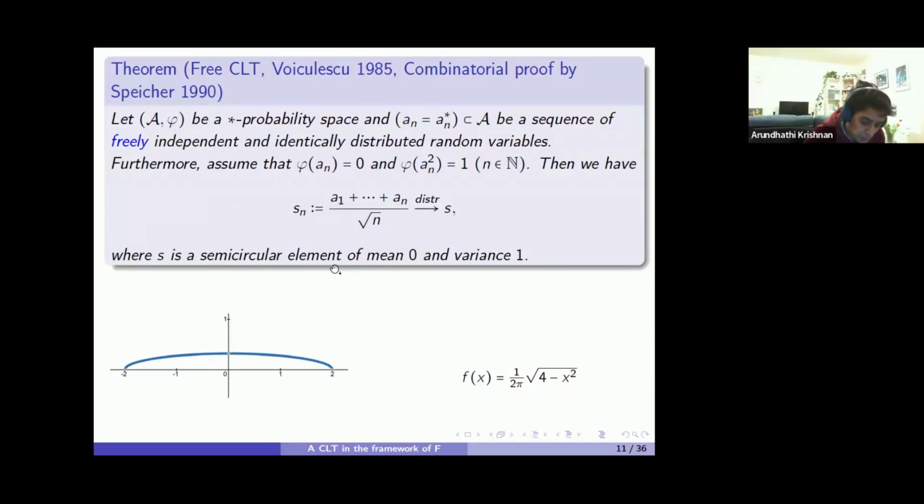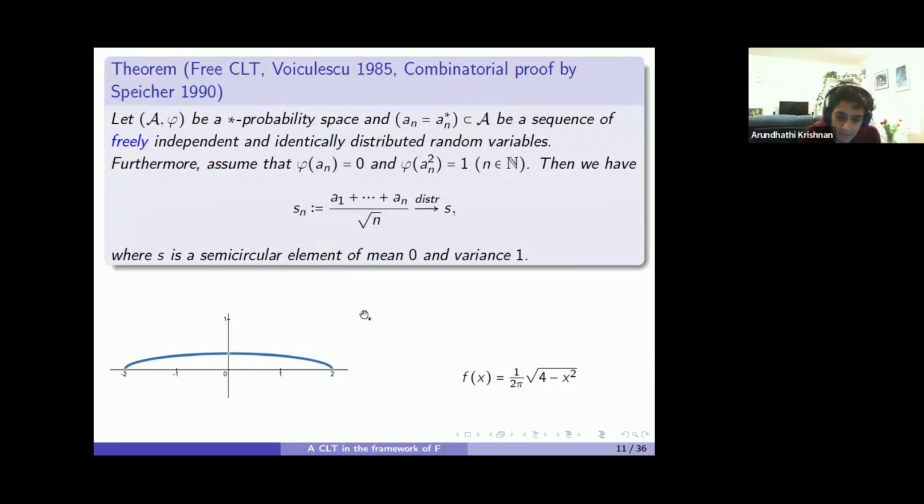So its distribution is Wigner's semicircular distribution, where the probability density function is given here. It's 1 over 2 pi square root of 4 minus x squared. It's a semi-ellipse rather than a semicircle.